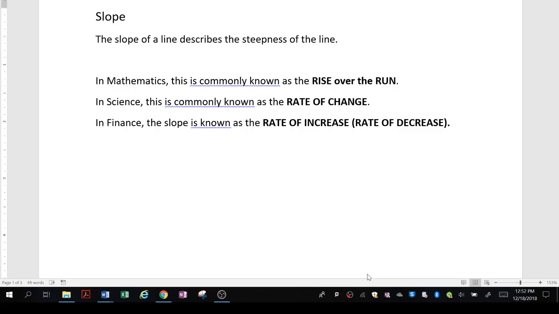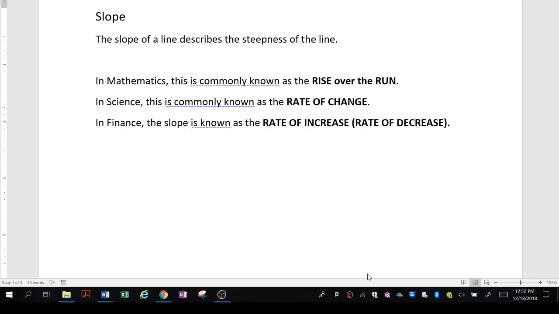We're going to look at the slope of a line, and the slope of the line describes or represents how steep that line is. In mathematics, we commonly refer to this as rise over the run. So this is the change in the vertical aspect of the line over the change in the horizontal aspect.